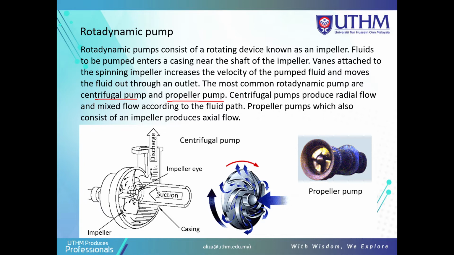So you must mention that the rotor dynamic pumps are the centrifugal pump and the propeller pump. Centrifugal pumps produce radial flow and mixed flow according to the fluid pipe. Propeller pumps also consist of an impeller and produce axial flow. So the propeller produces axial flow, and the centrifugal pump produces radial flow and also mixed flow.